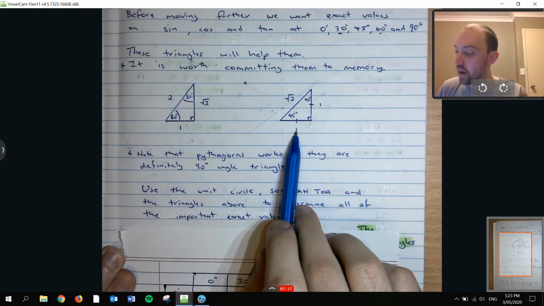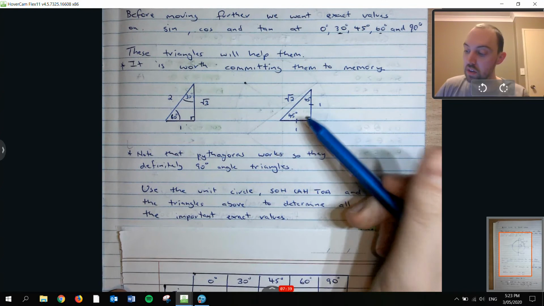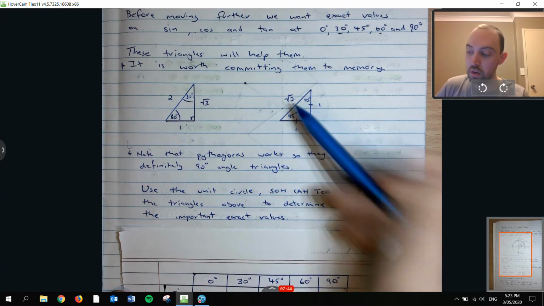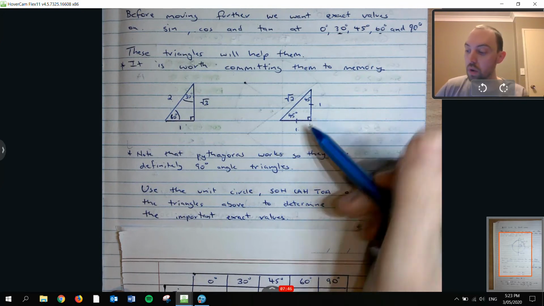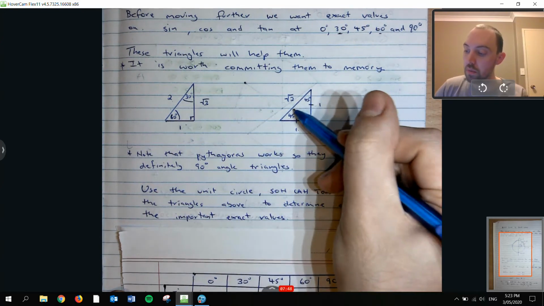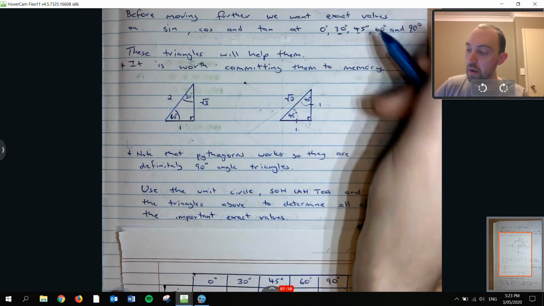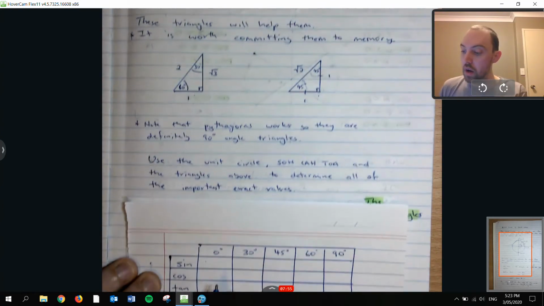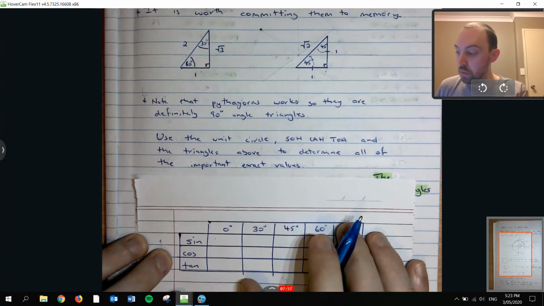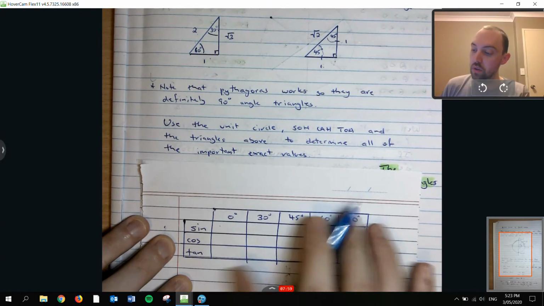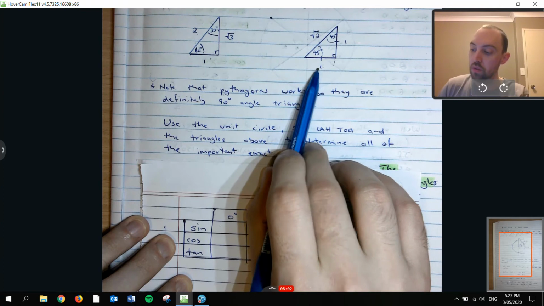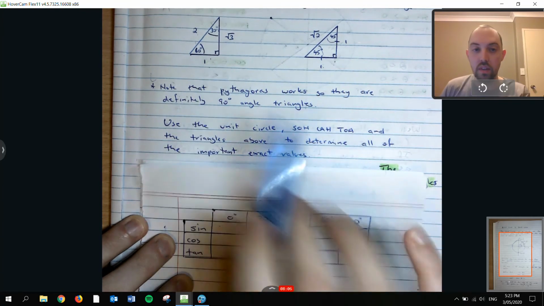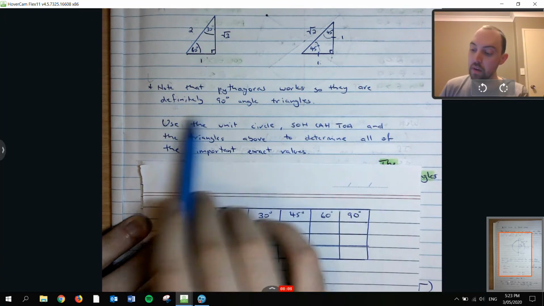Our other triangle that we want to remember is an isosceles triangle where the sides are 1 and the hypotenuse is root 2. It has a 90-degree angle, and we've got 45 degrees, which is our middle one here. Right, Pythagoras works for these triangles. If you were to do it, the square root of 1 squared plus 1 squared is the square root of 2, and you can do the same thing for this other triangle here.